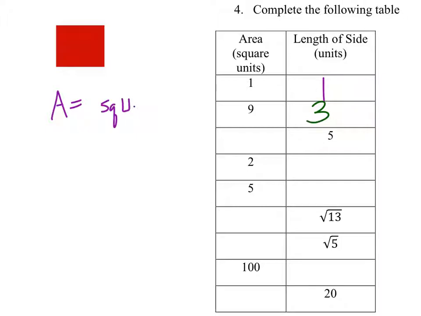Alright, so this one gave us the side length of 5. This one's actually a lot easier than those other ones. So 5 times 5 would be 25 square units. So I got a 25 up and count.